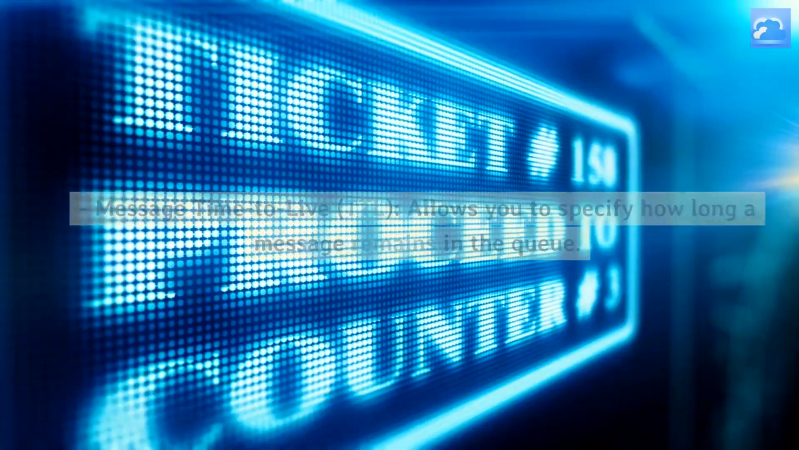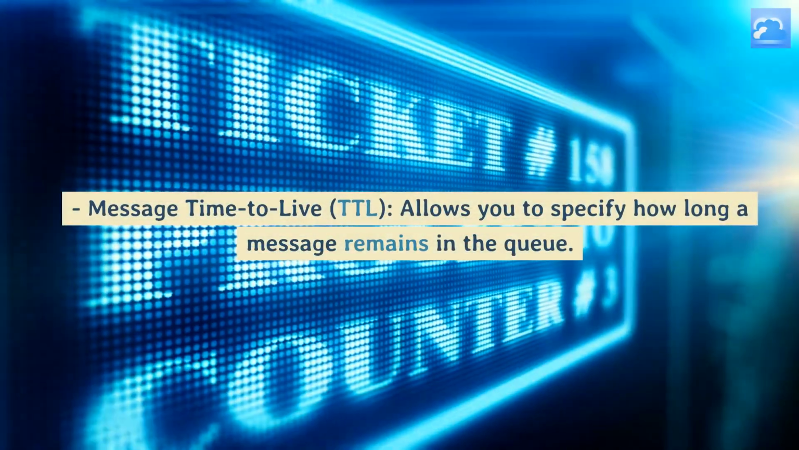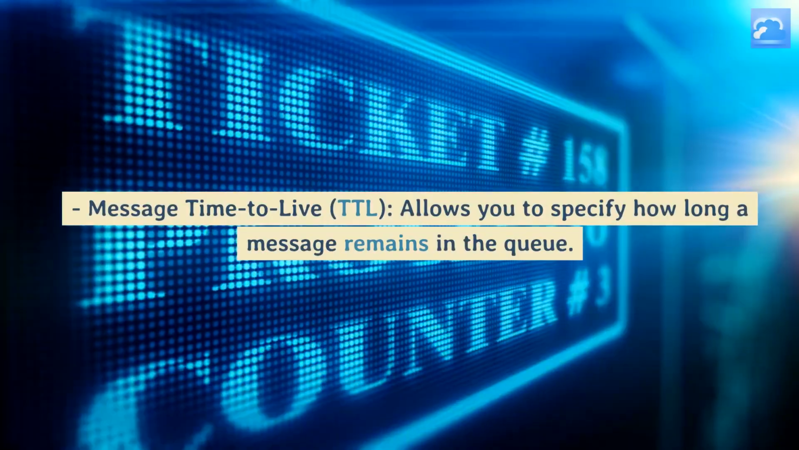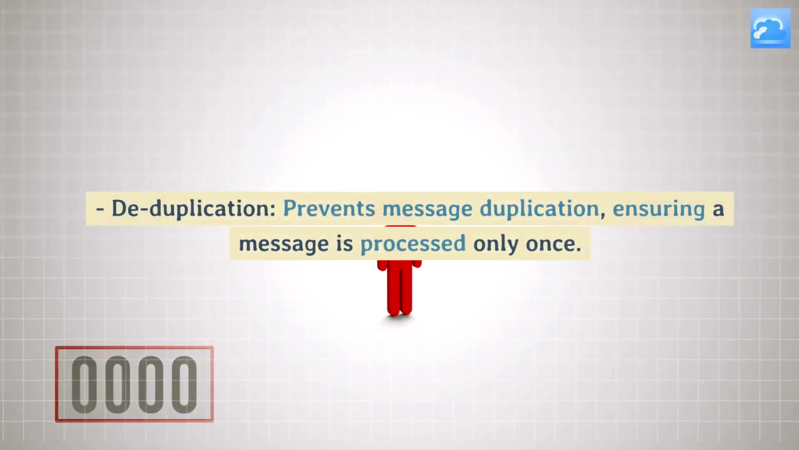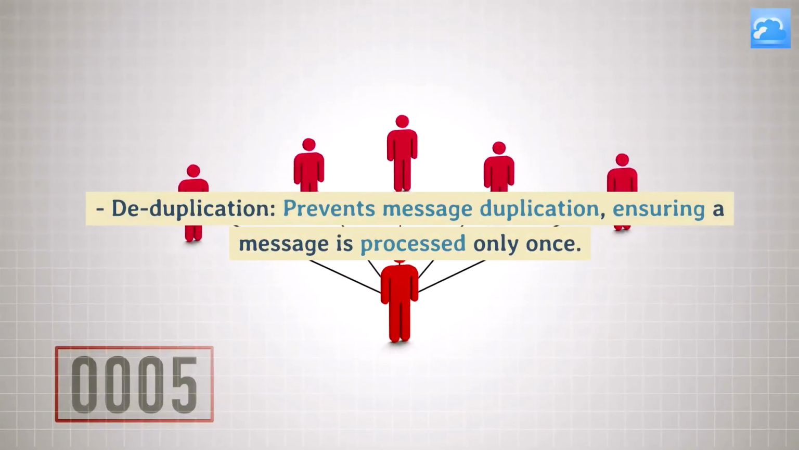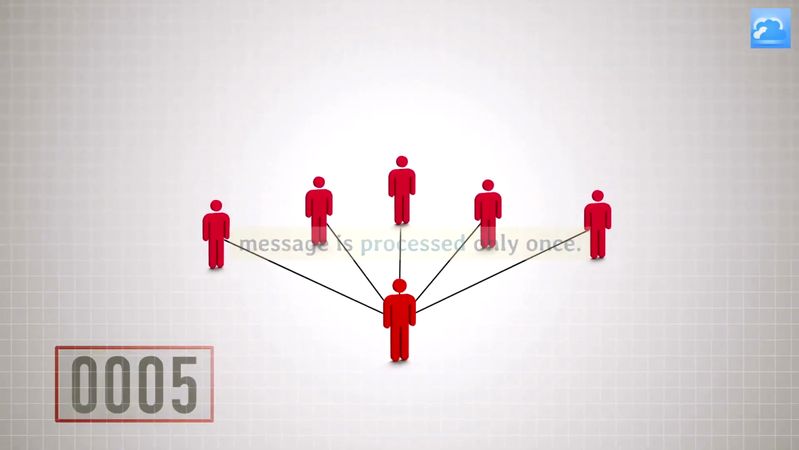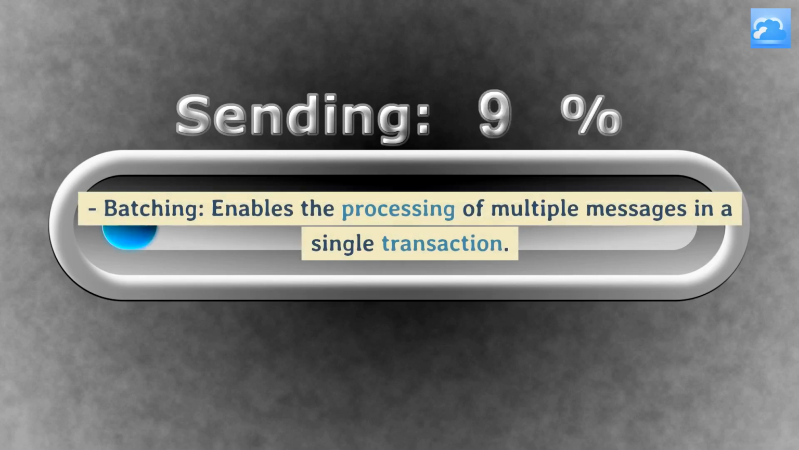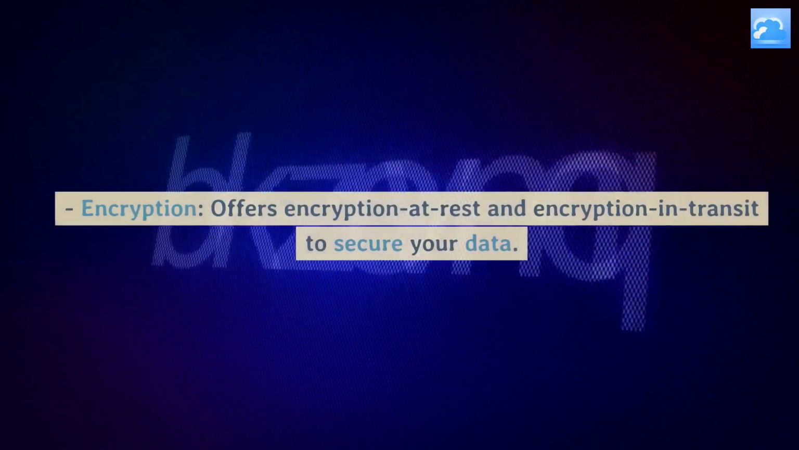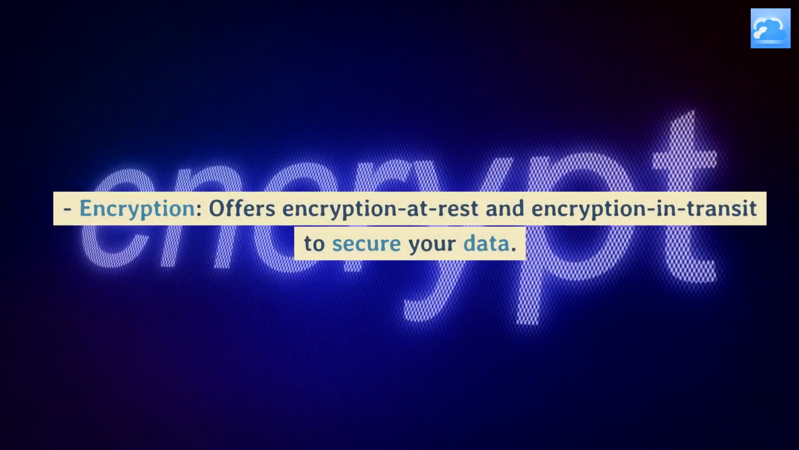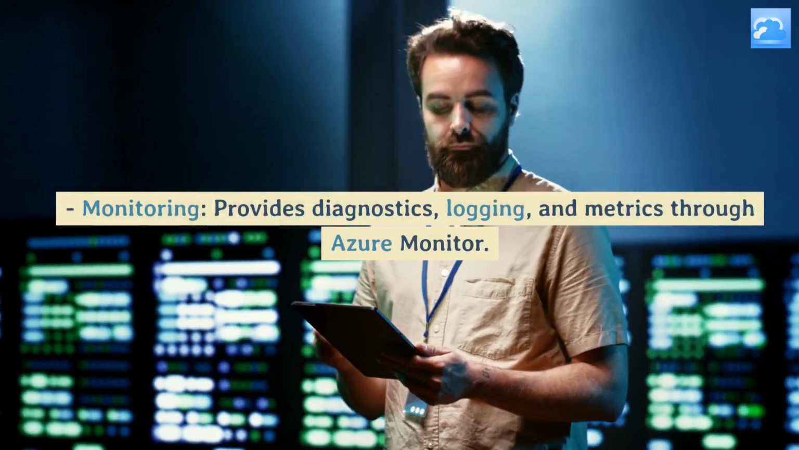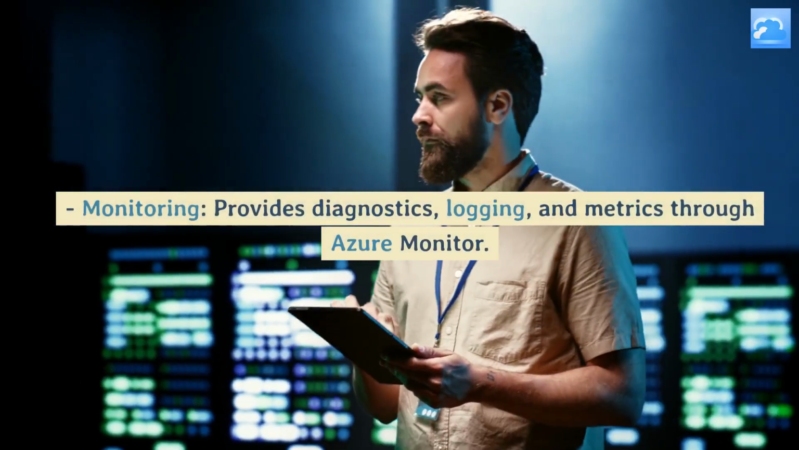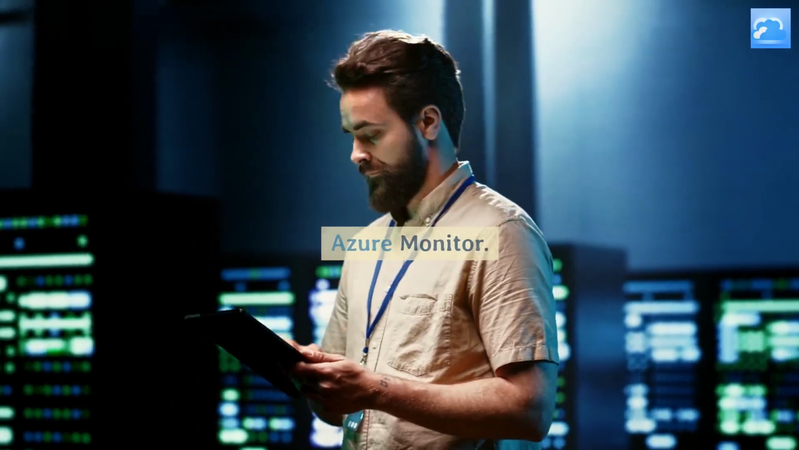Features: Message time to live, TTL, allows you to specify how long a message remains in the queue. Deduplication, prevents message duplication, ensuring a message is processed only once. Batching, enables the processing of multiple messages in a single transaction. Encryption, offers encryption at rest and encryption in transit to secure your data. Monitoring, provides diagnostics, logging, and metrics through Azure Monitor.